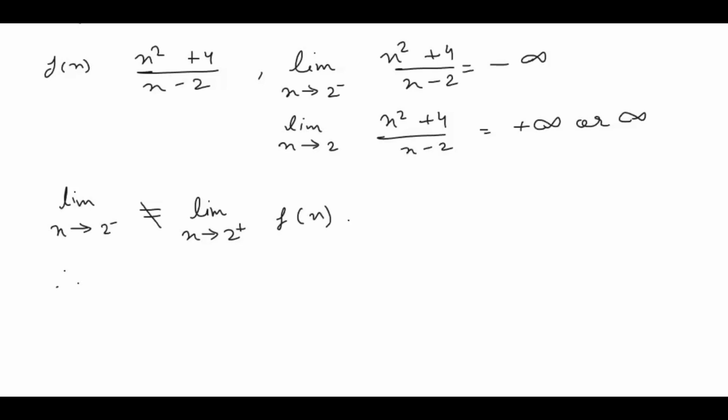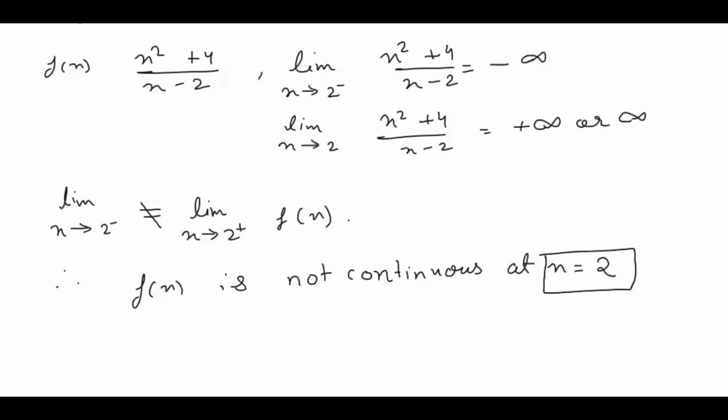such that function is not continuous at x is equals to 2. The function is not continuous. For which point, or we can say for which limit, x is equals to 2.